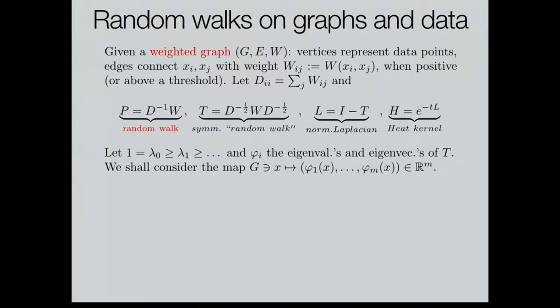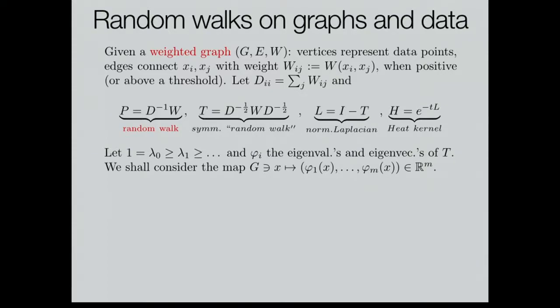And yet other people talk about the heat kernel on a graph, where you pick a continuous time parameter t and you look at the fundamental solution of the continuous time, discrete space heat equation on the graph. And I will be mostly using T, albeit all these objects are related to each other. I'm going to call lambda_i the eigenvalues of T, so they start from 1 and they decrease. And I'm going to call phi_i the corresponding eigenvectors. And because T is symmetric, these are all real.